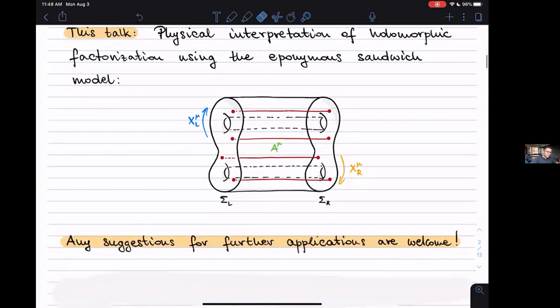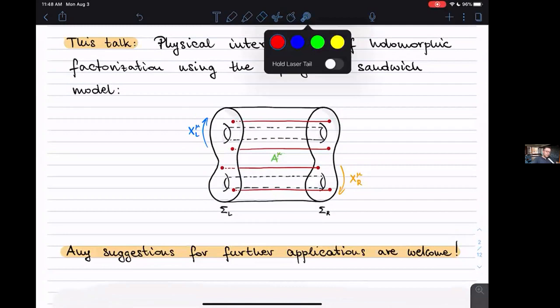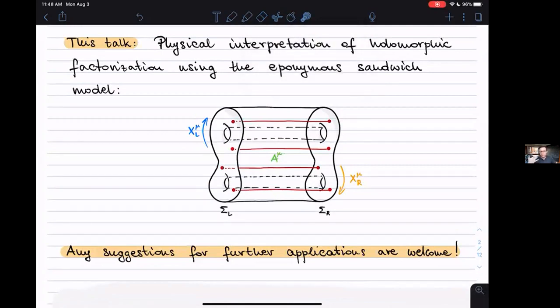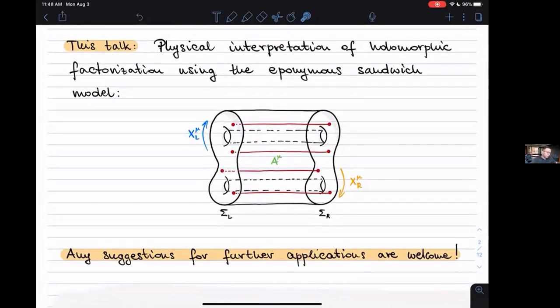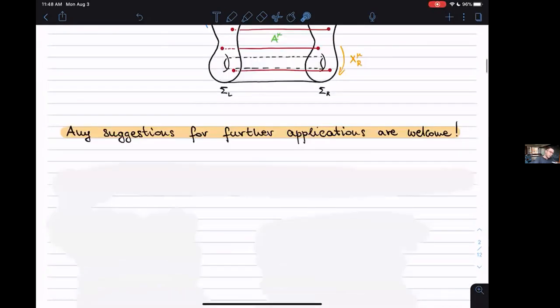Okay, and I have to say that that's something that ultimately won't lead to a drastically new formula, but it will give us some new way of thinking about this holomorphic factorization. And I should say straight away that any suggestions that you might have for further applications of this model are most welcome, and that's the main reason why I'm giving this talk here today.